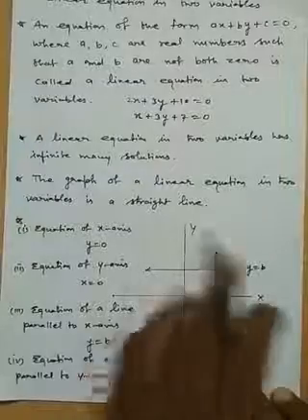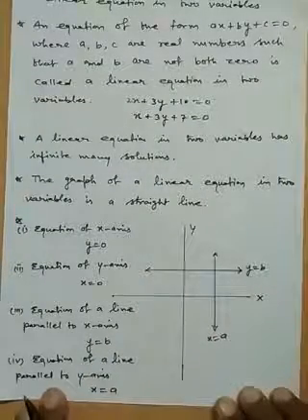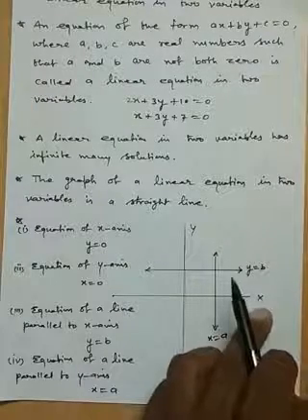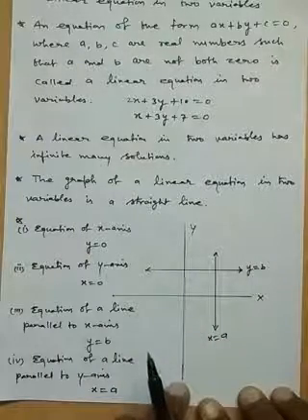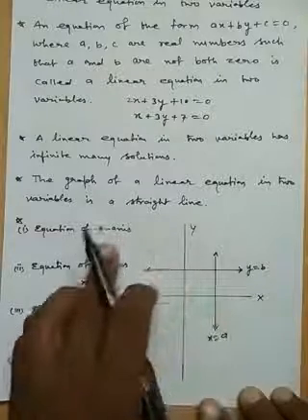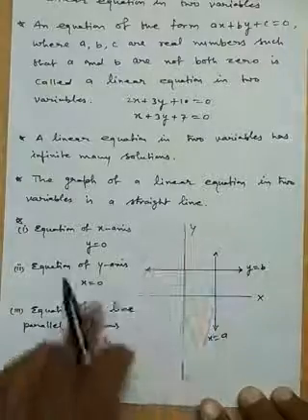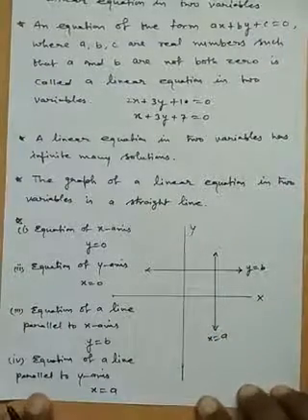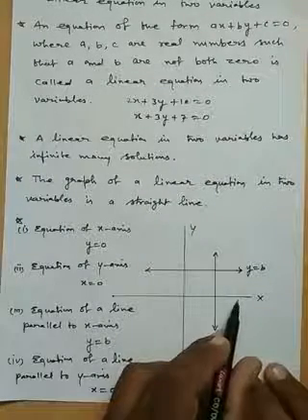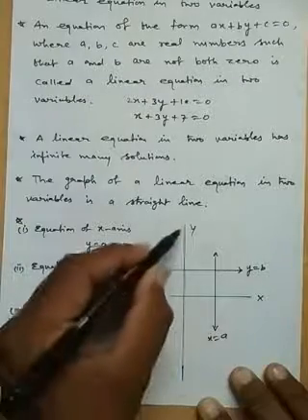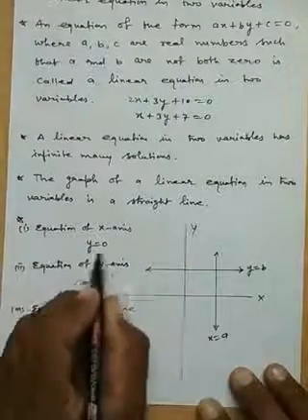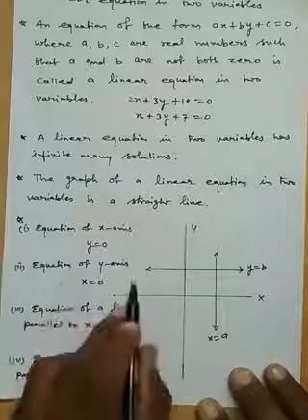Next, if we plot these points on a Cartesian plane, a horizontal line is also a straight line and a vertical line is also a straight line. The equation of the x-axis is y equal to 0 and the equation of the y-axis is x equal to 0, because every point lying on the x-axis has y coordinate 0 and every point lying on the y-axis has x coordinate 0. So the equation of the x-axis is y equal to 0 and the equation of the y-axis is x equal to 0.